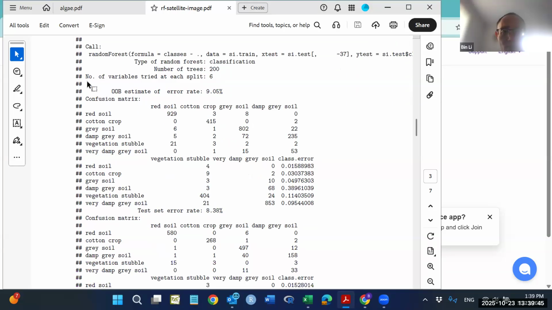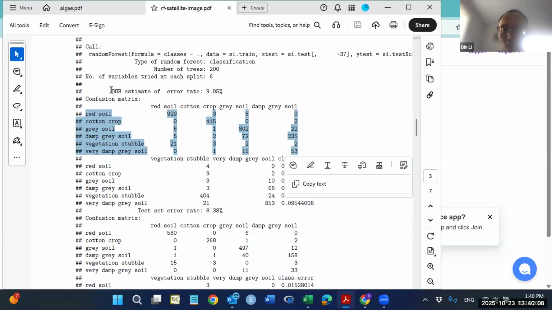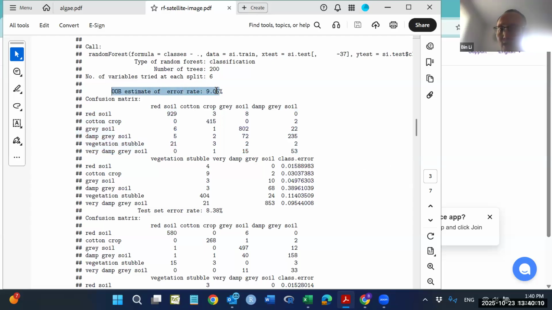So this is the out of bag estimate for the error rate. This is just like the cross validation, and this is entirely based on the training set, not using the test set. And this shows the confusion matrix. You can see the out of bag estimate for the error rate is about 9%.